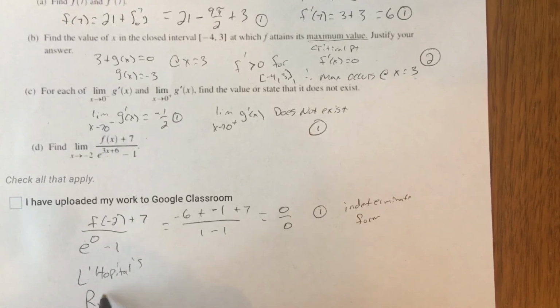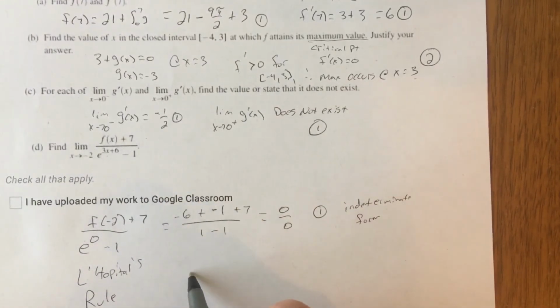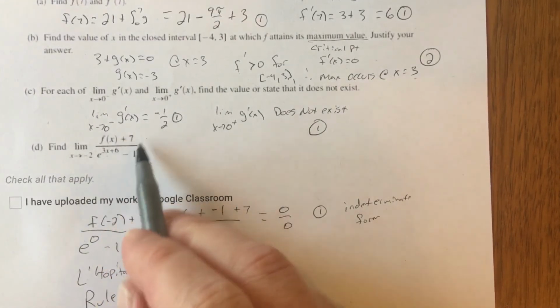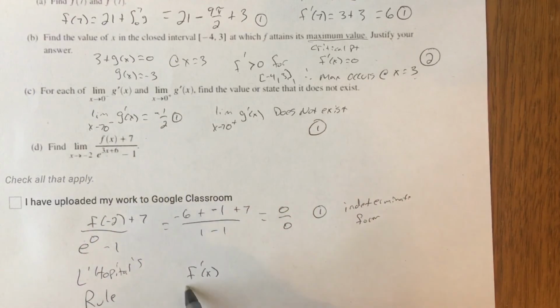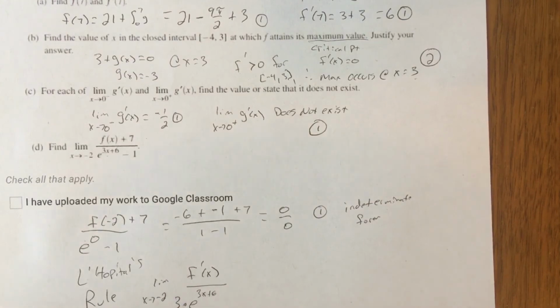All right, so if we go for L'Hopital's rule here, we're going to take the derivative of f, which is f prime. Derivative of 7 is nothing. Derivative of e to the 3x plus 6 is e to the 3x plus 6 times 3. So we'll put a 3 in here. And derivative of negative 1 is 0. If you did these derivatives correctly and had the limit as x approaches negative 2, that's L'Hopital's rule. They would give you a point for that.